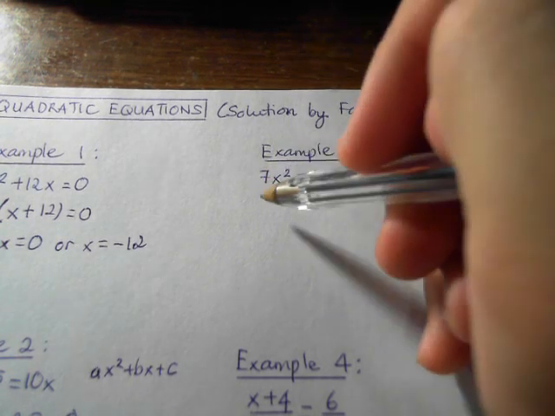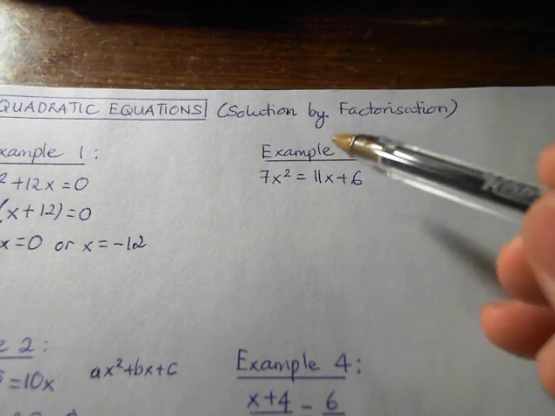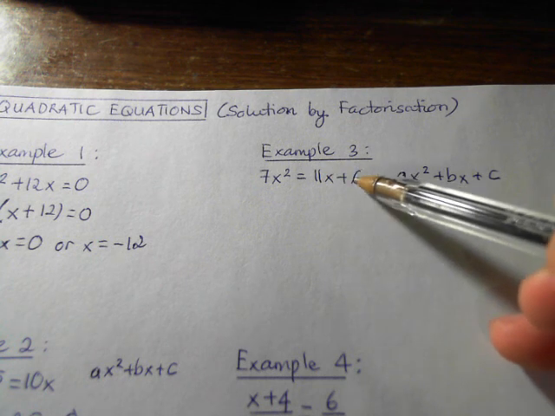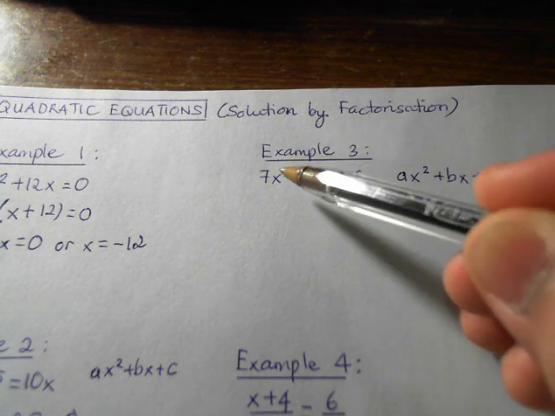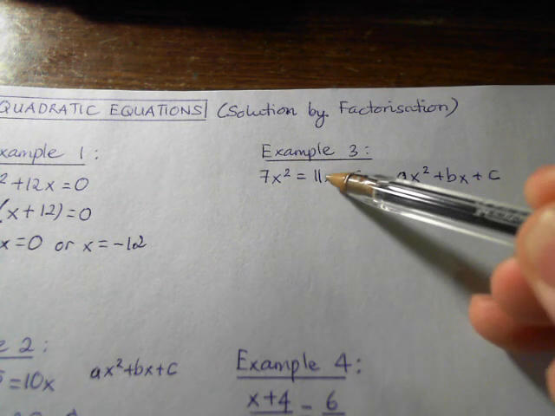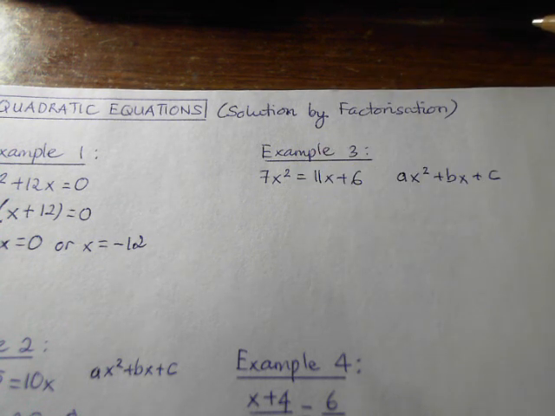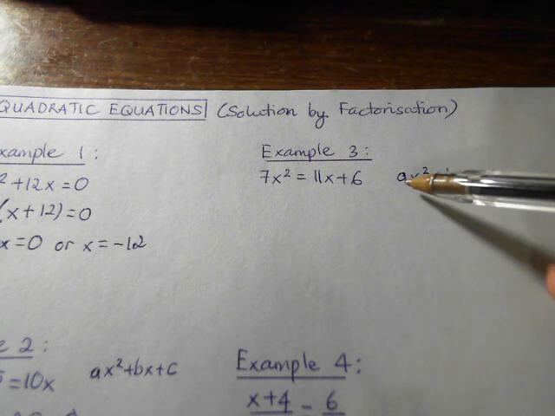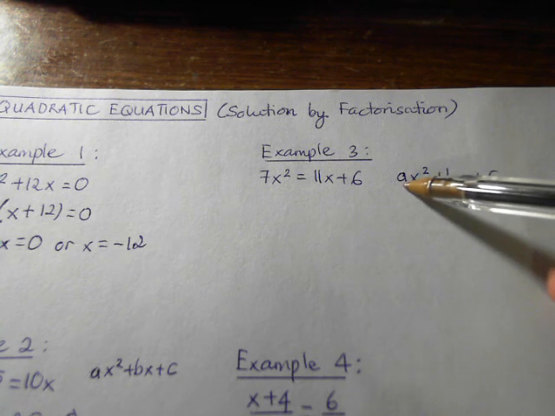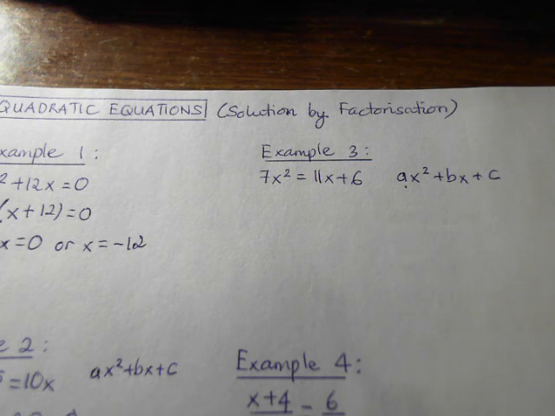So now let's try to rearrange this. It is best if we move the 11x and plus 6 to the left hand side rather than bringing the 7x squared to the right hand side, because we always try to solve a quadratic equation where the coefficient a is a positive number.